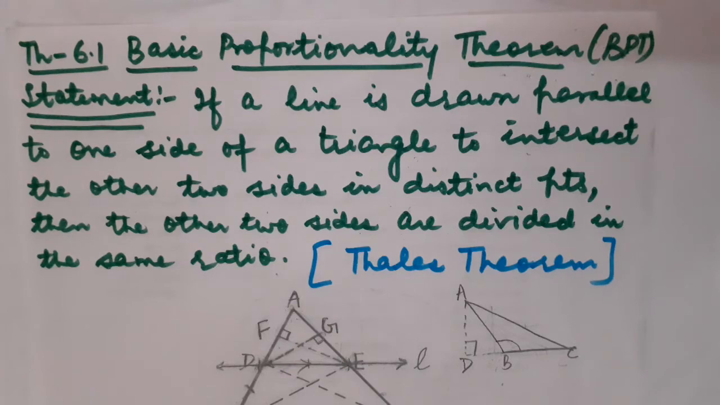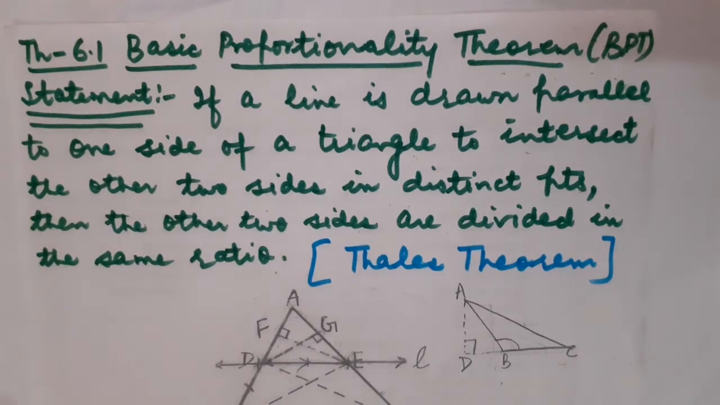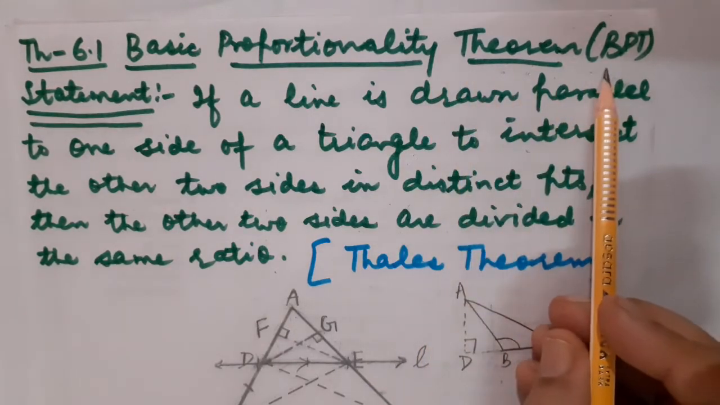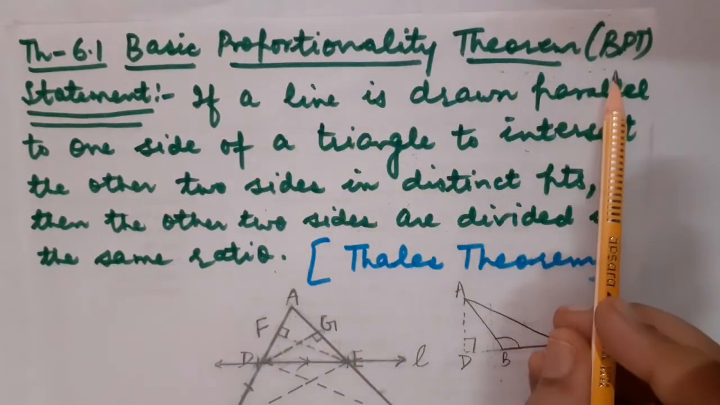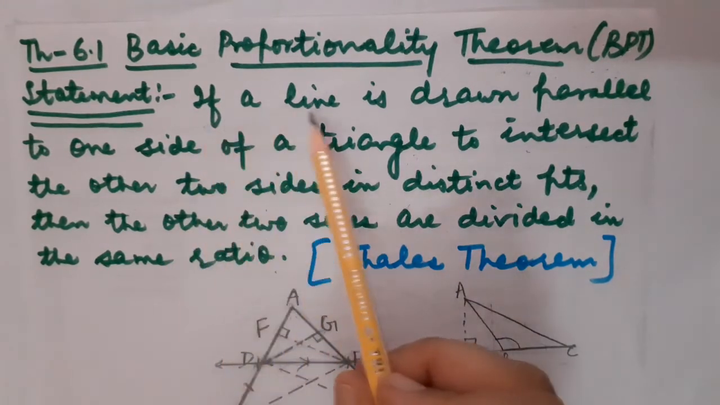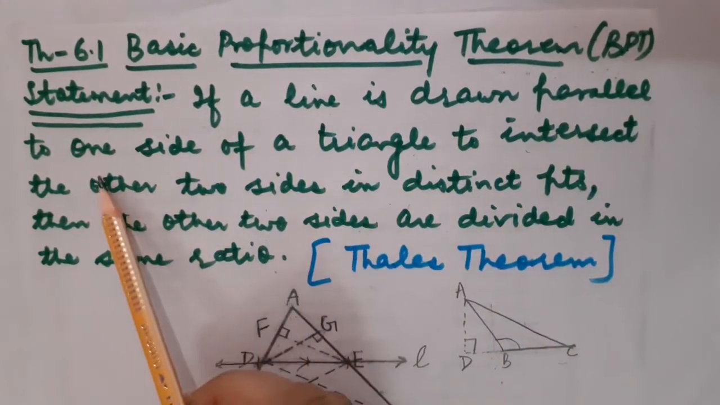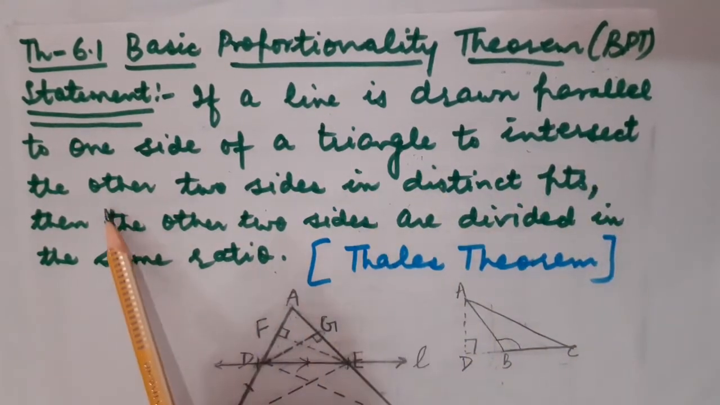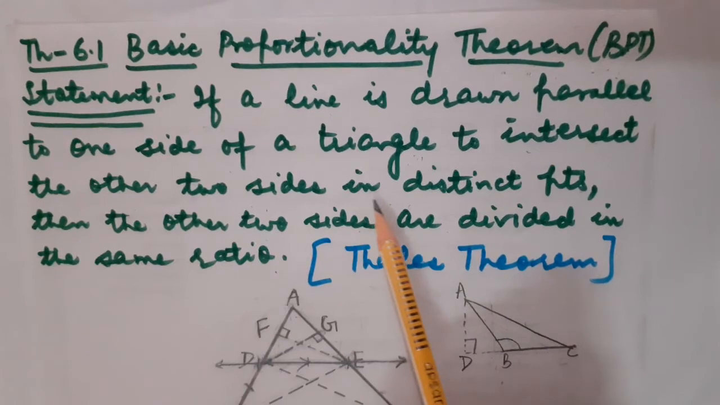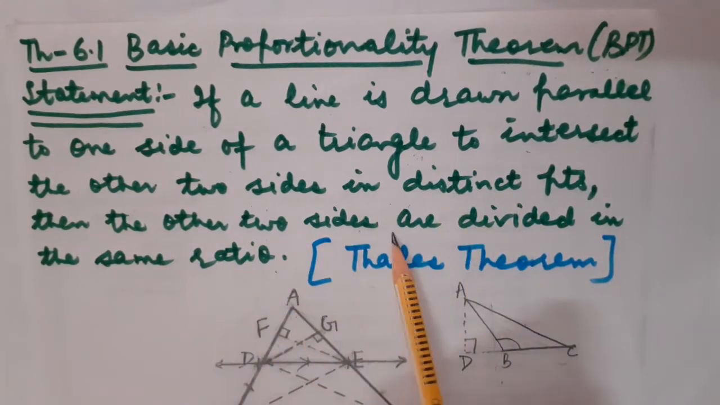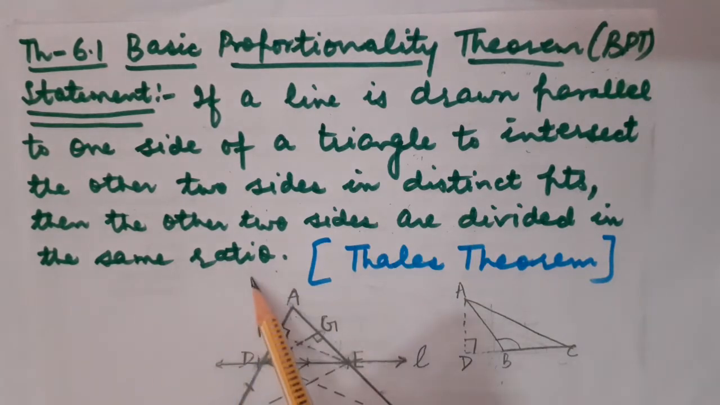So children, our next topic is Theorem 6.1, the basic proportionality theorem, which is also known as Thales theorem. Let us recall: if a line is drawn parallel to one side of a triangle to intersect the other 2 sides at 2 distinct points, then the other 2 sides are divided in the same ratio.